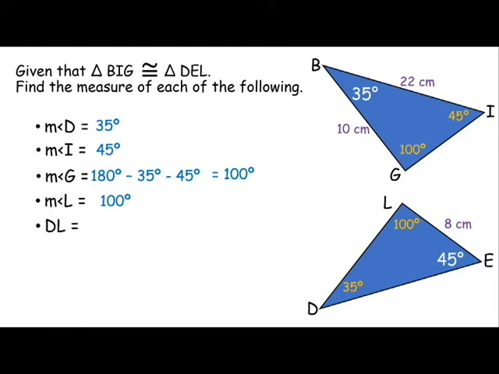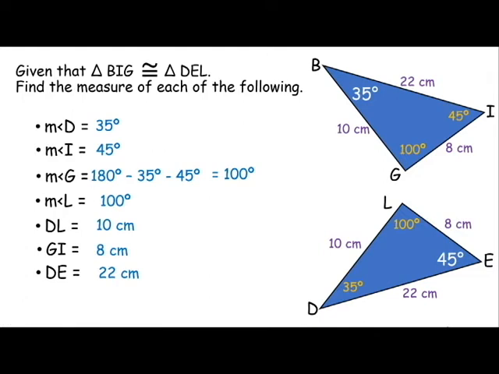How about side DL? Notice it's not shown here, but we do know it's first and last, which means it's going to be the same size as BG, which means it's a 10. GI, again, it's not shown, but GI is going to be the same as LE. LE is 8, which means GI must be 8. And one last side, DE. DE is the first two, which means it's going to match to BI. It's 22, which means DE is 22 as well.